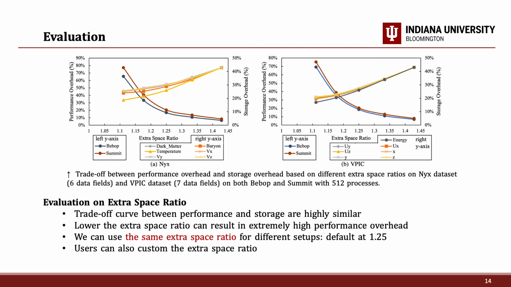And by lowering the extra space ratio to a certain point, in this case 1.1, this will result in an extremely high performance overhead. So we can use the same extra space ratio for different setups, and we use the default at 1.25. And of course, users can also customize the extra space ratio.